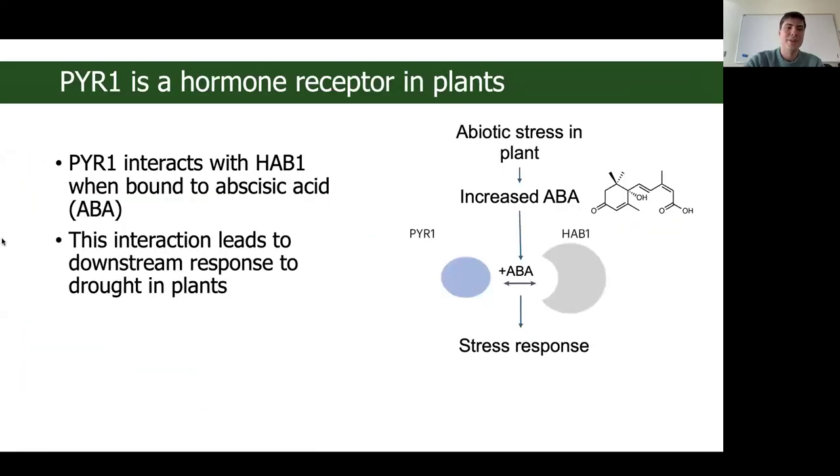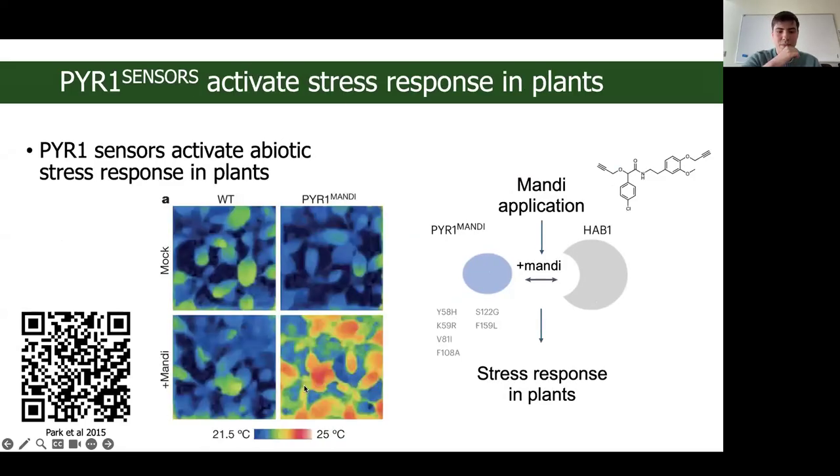And then I'll also remind you that the Pure One scaffold is a hormone receptor in plants, and specifically activates the stress response pathway. It's especially associated with the drought stress response. And so having this ABA bind to Pure One induces that dimerization and leads to that pathway activating. So what that means for us and the Pure One sensors that we develop is that if we were to put them back into plants, they will similarly interact with and activate these pathways in plants, because they still have their own HAB1s and their own Pure Ones, and these things can still interact with each other.